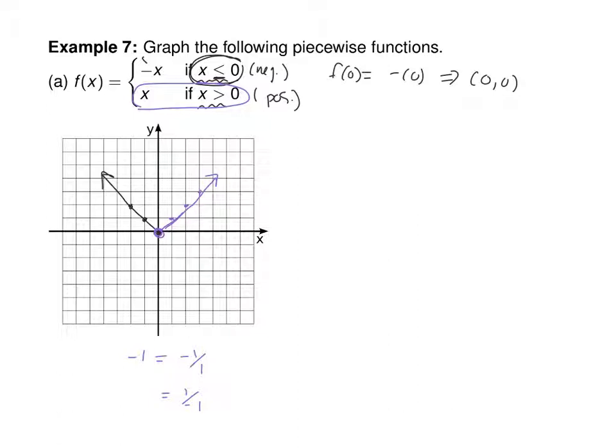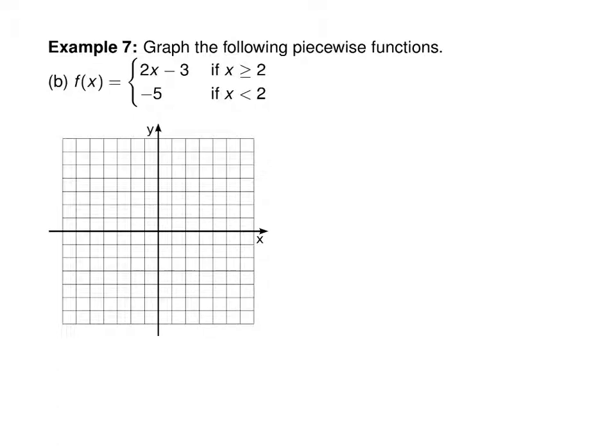Okay. So that one was broken at 0. You're okay? All right, next one, where is it broken at? Okay, this one's broken at 2. So start by plugging in 2 and figuring out where you're going to start. So f of 2 will equal what? 4 minus 3 or 1. So you've got the point 2 comma 1. So over 2 up 1, and that's filled in because this says that x can be equal to 2.